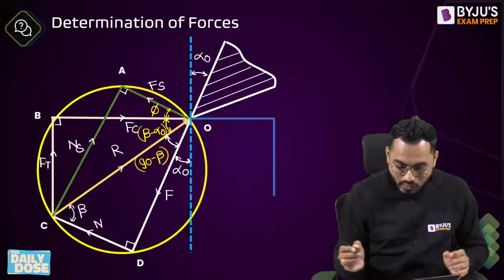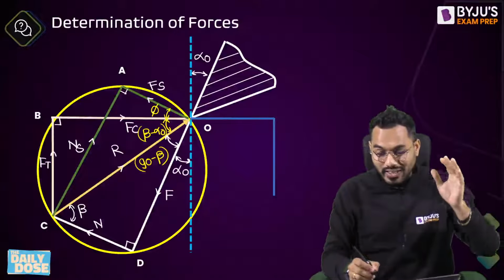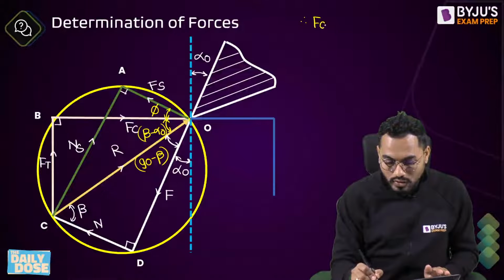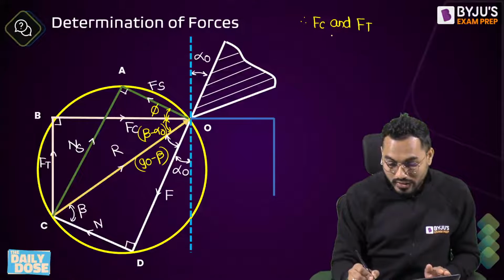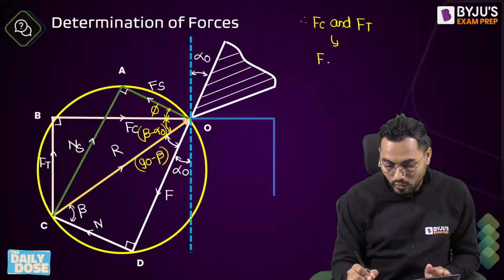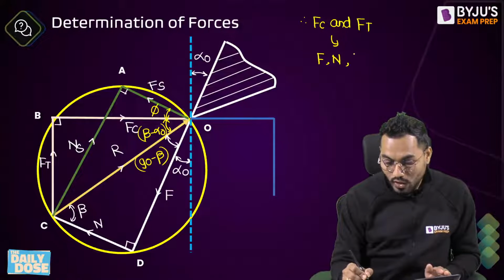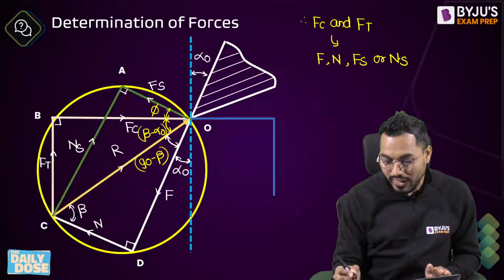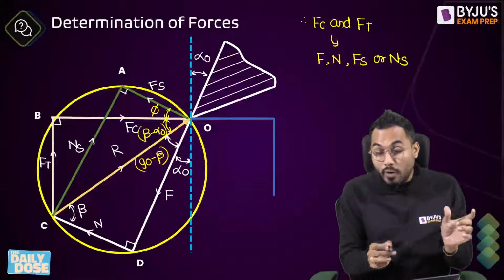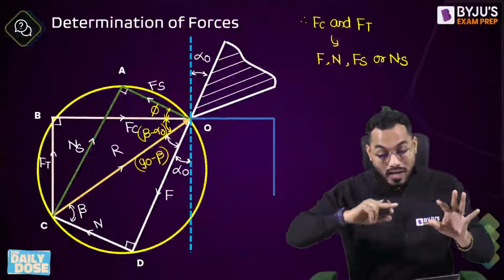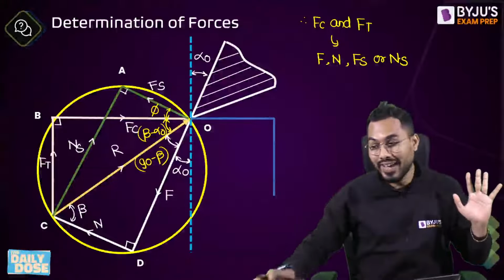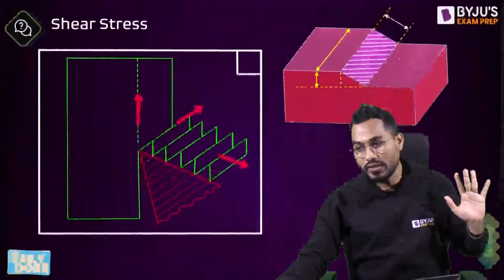And from this merchant circle diagram, you can set the relation between the cutting force FC and thrust force FT. These are measurable forces. A relation can be set between friction force or normal to friction force, or shear force or normal to shear force. The relation between them can be set with the help of trigonometry, and any unknown values can be calculated. Don't mug up this formula. Just remember how this merchant circle diagram can be drawn. Is it okay? Yes. Fine.